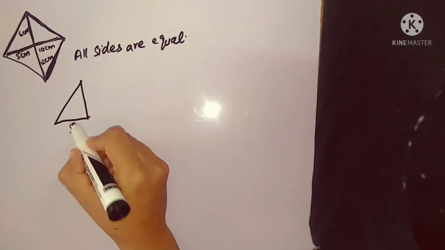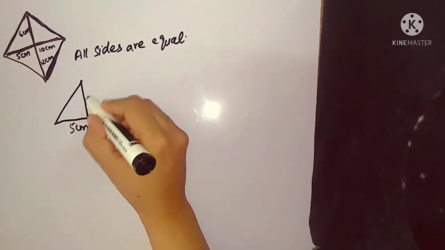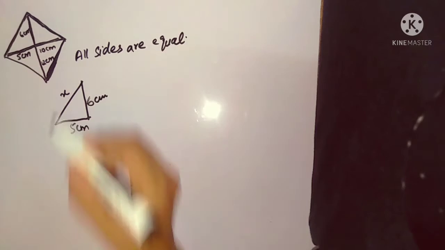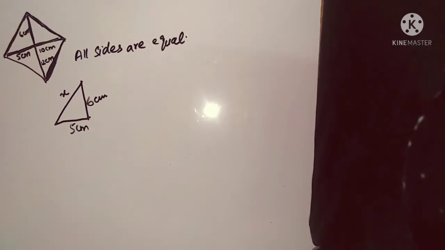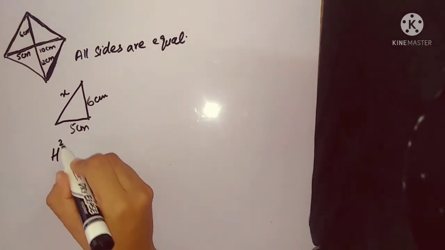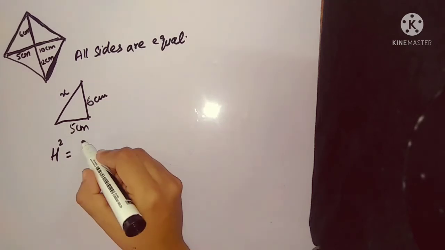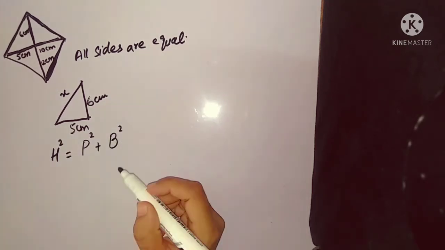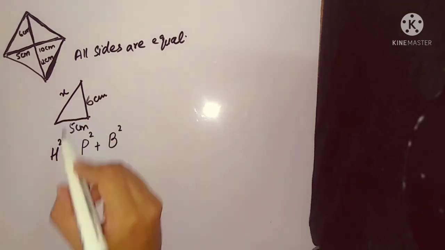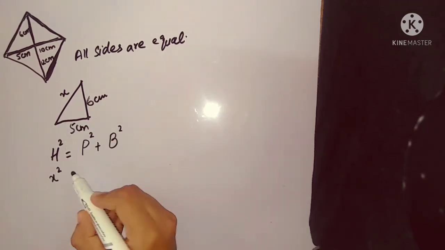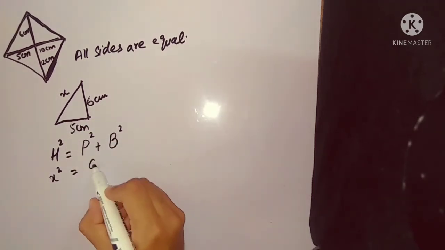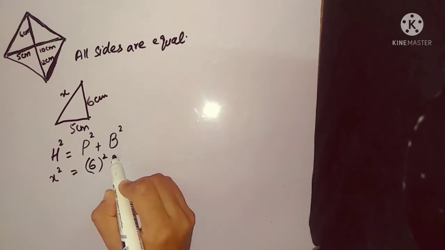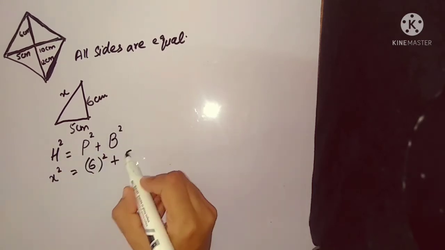This is the base, which is 5 centimeter, and the length is 6 centimeter, and we have to find out the hypotenuse. Now we are going to use the formula to find the hypotenuse: hypotenuse square is equal to perpendicular square plus base square. The hypotenuse we have to find is x, so I will write x square. Perpendicular is 6, so I will write 6 square, and base is 5, so I will write 5 square.